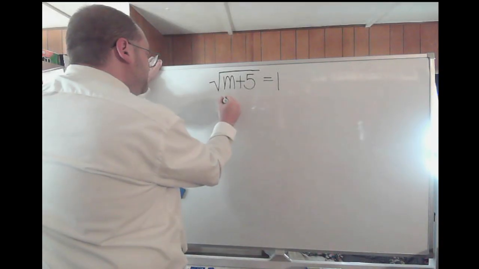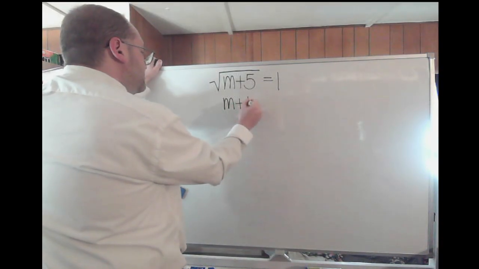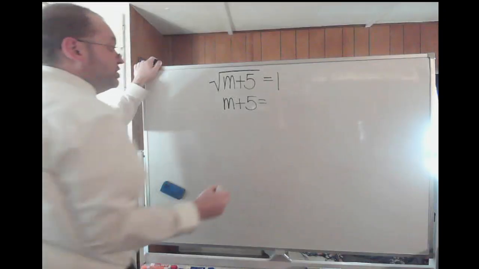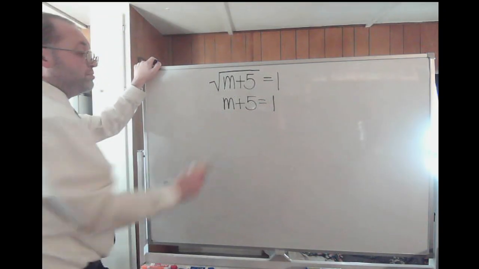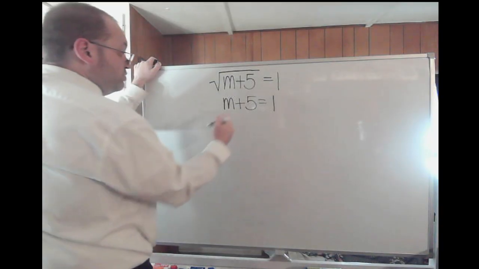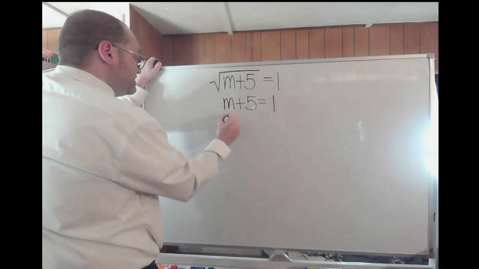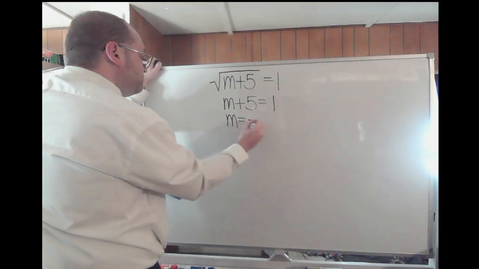So if we do that, you'll have m plus 5 is equal to 1 to the second power, that's still 1. So now you have m plus 5 equals 1, which means you just need to subtract 5 from both sides. If you do that, you get m equals negative 4.